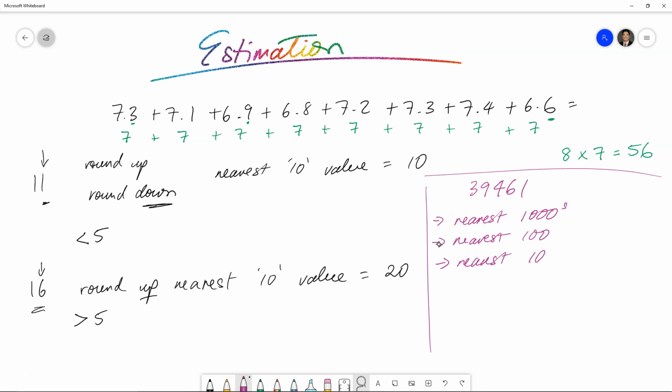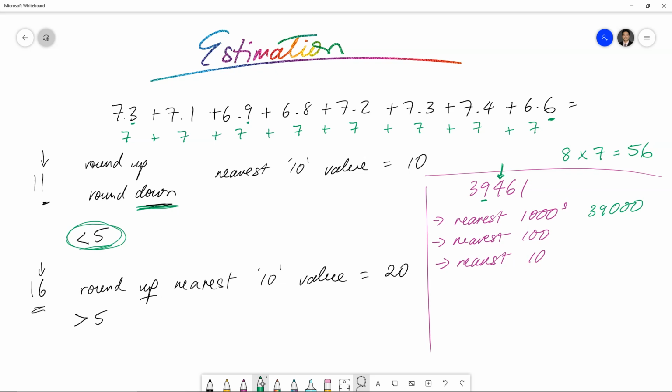So let's have a look at this. The first one is nearest 1000. So the 1000 place value is the 9. We want to determine whether the 9 moves up to a 10 or stays as a 9. So the 4 is your leading or significant number that's going to determine that. The 4 is less than 5. So that means you round down and it stays as a 9. So we're going to keep it as 39,000. We rounded it off to the nearest 1,000.